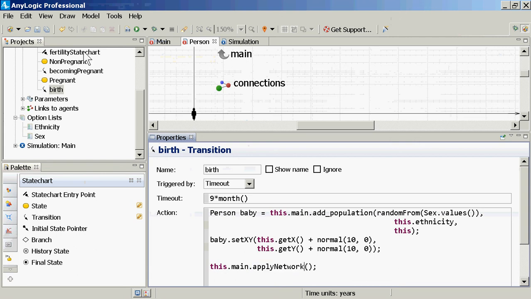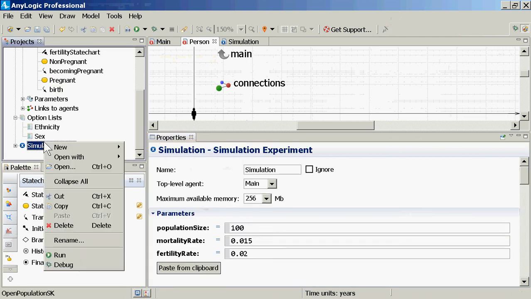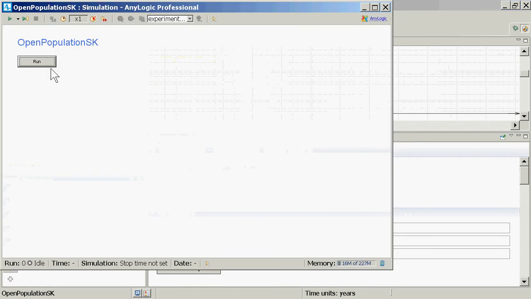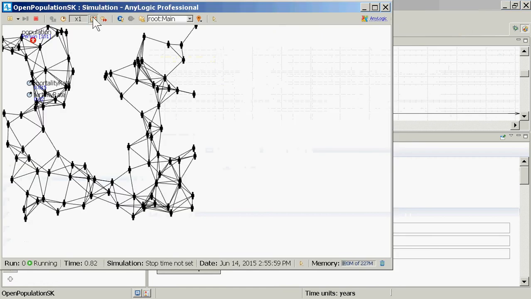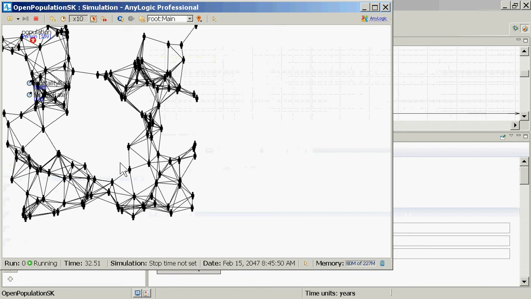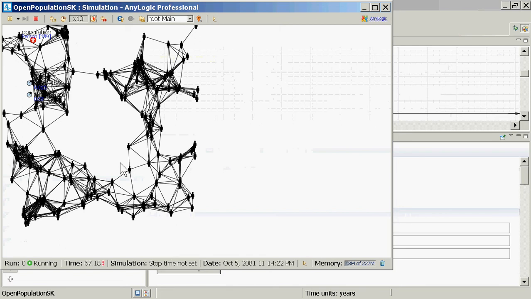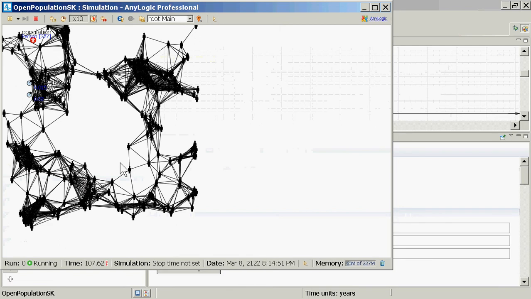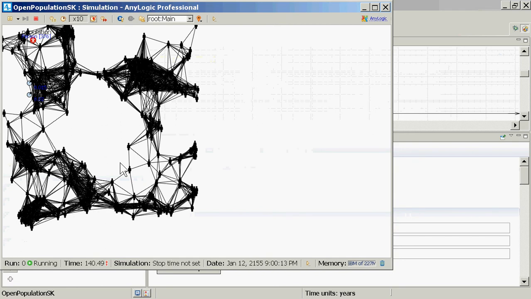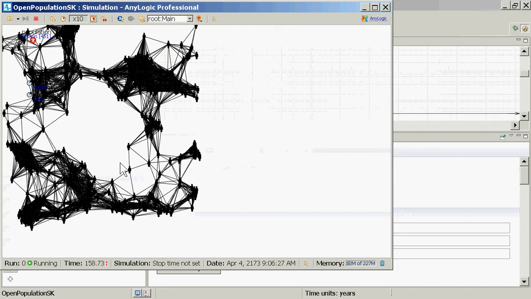Okay, and we're going to run it, and here we go. And now we're going to see these babies knit into the network. Look at that. Here they come. And we see these dense family networks forming. You see that?